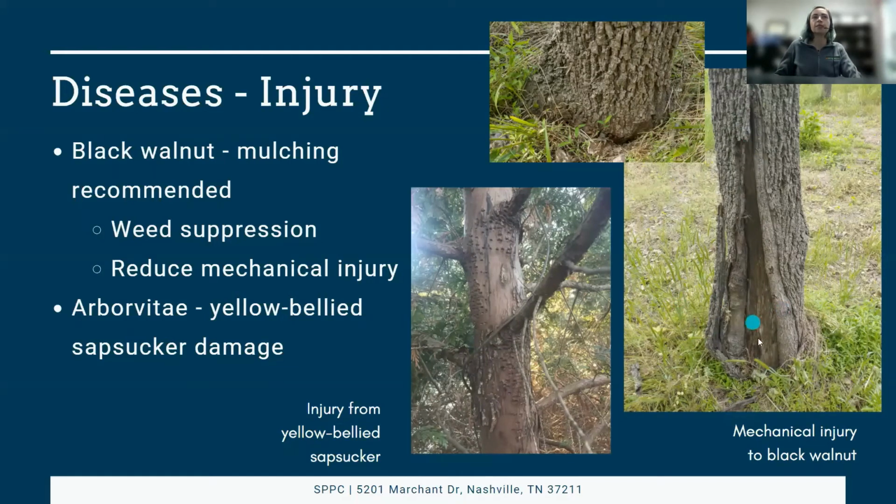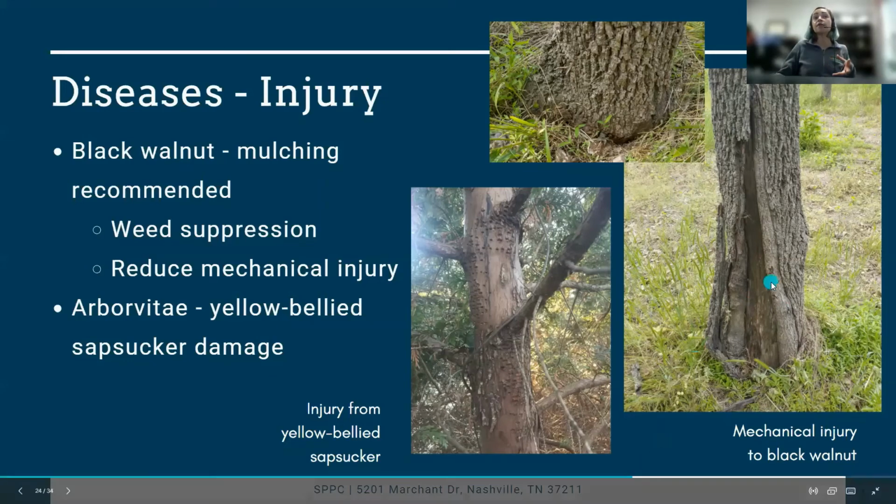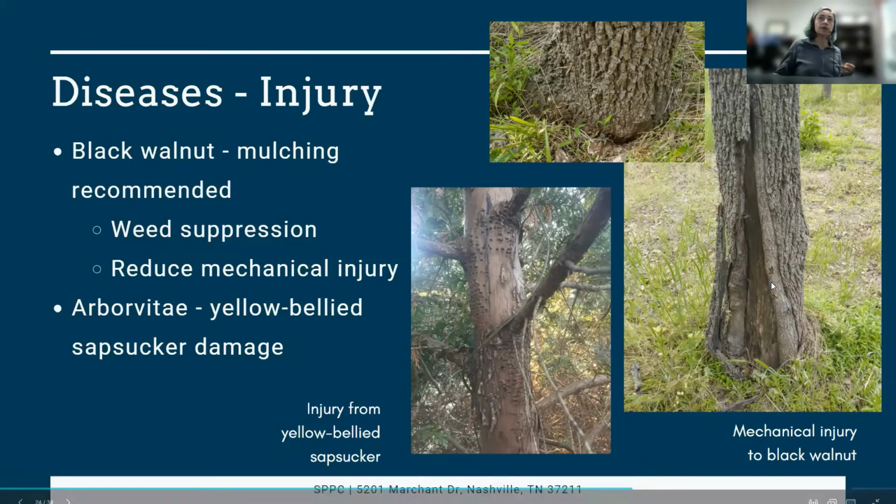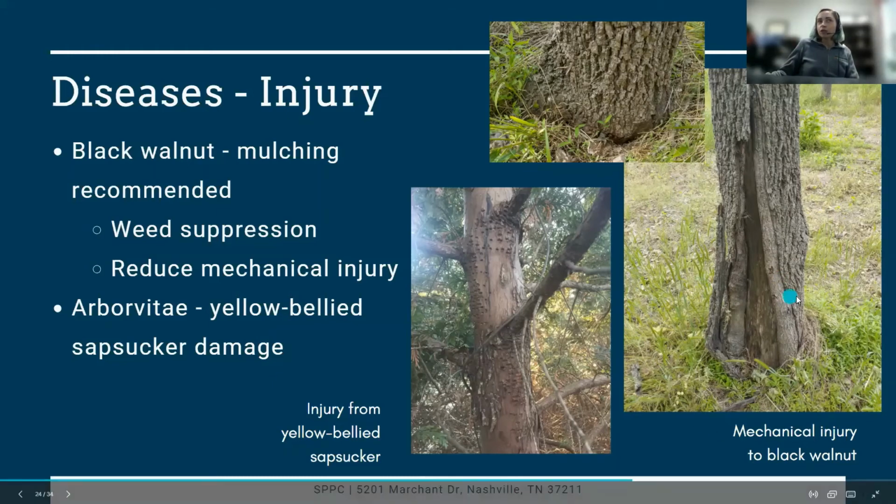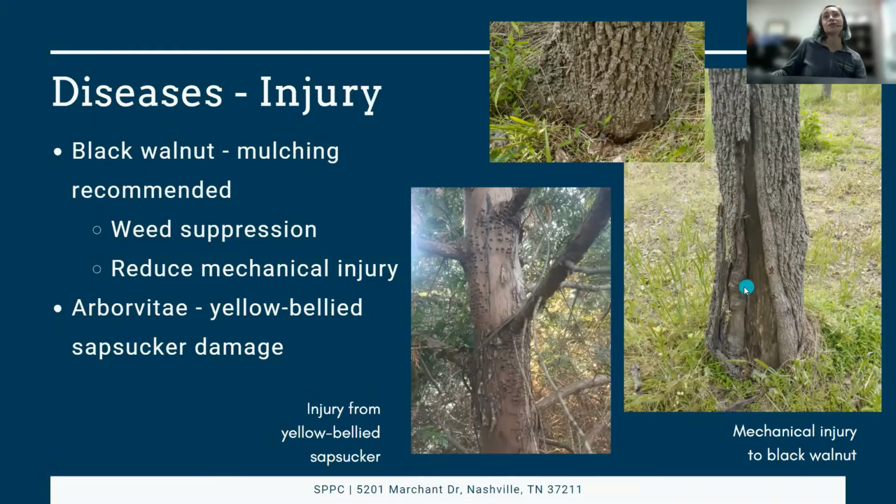Because when our trees are impacted by this kind of mechanical injury, they become more stressed, and certain insect pests and pathogens are more likely to infect our plants when they're stressed, because the plant is producing chemicals that are related to the stress that attract pests more. So always making sure we're mulching correctly and not accidentally hitting our plants with our tools is important.